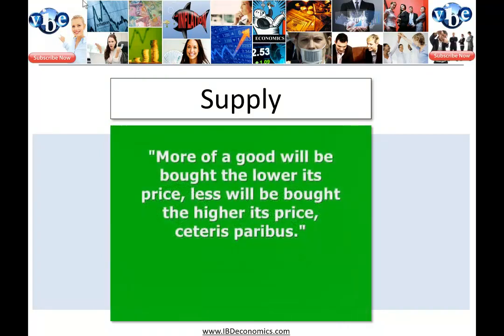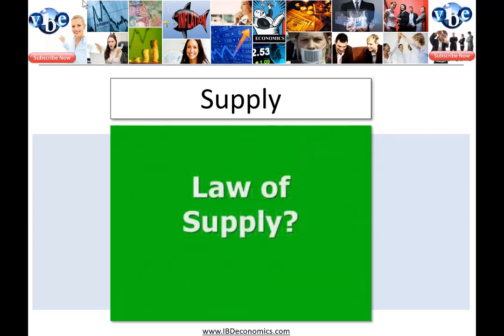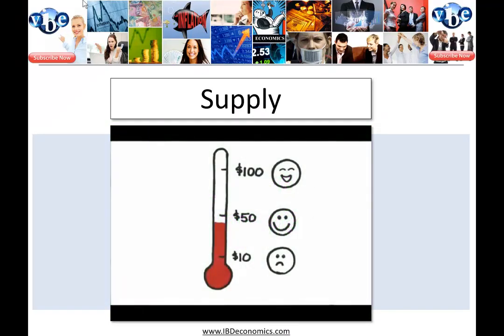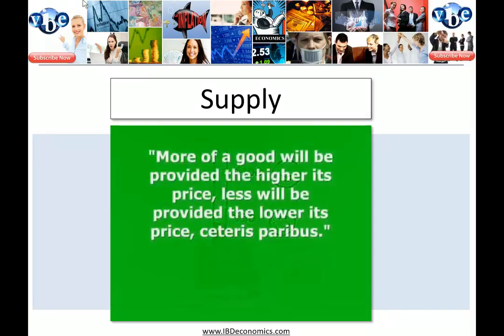Remember the law of demand? Buyers like low prices and dislike high prices, other things being equal? Well, what would a law of supply look like? Think about it. What do sellers like better, low prices or high prices? Sellers prefer higher prices. That is when they're happier to provide their product or service to the market. So the law of supply might be something like, more of a good will be provided the higher its price, less will be provided the lower its price, ceteris paribus.